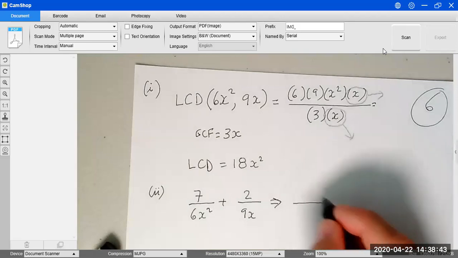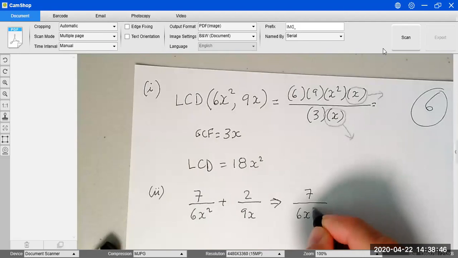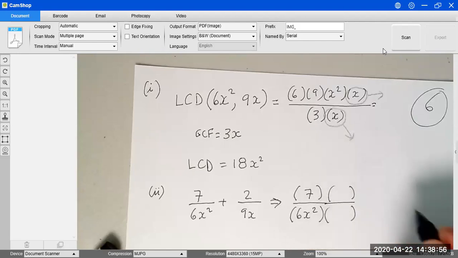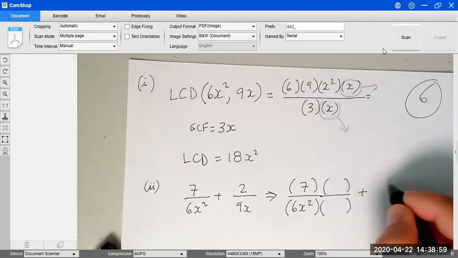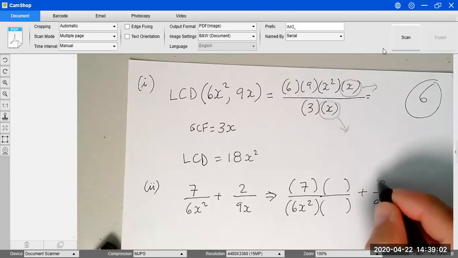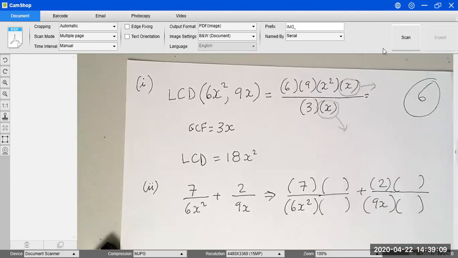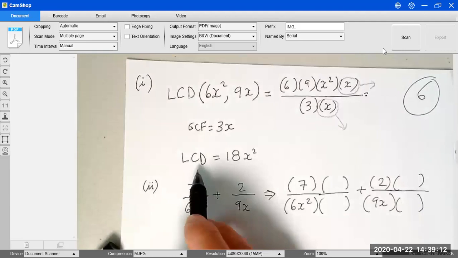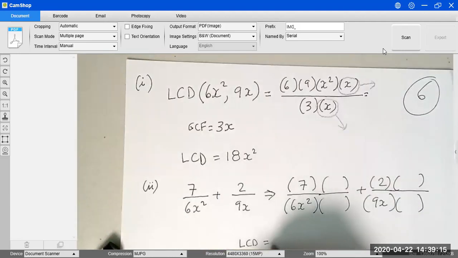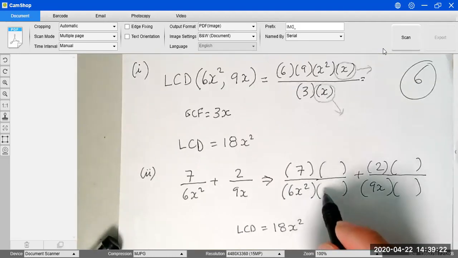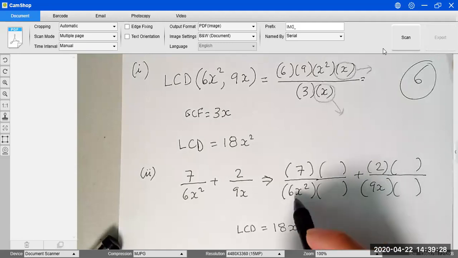I'm going to write my first rational expression. I'm going to use parentheses. I'm going to multiply the first rational expression by something, and I'm going to write the second rational expression, and I'm going to multiply that one by something. And what is that something? So I have my least common denominator to be 18x squared. So what is the factor that I need to use here that I'm going to multiply with 6x squared to get 18?